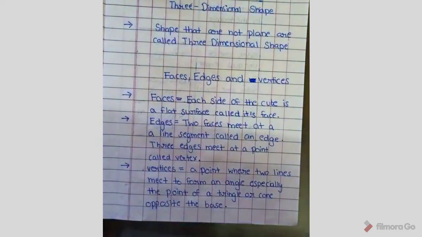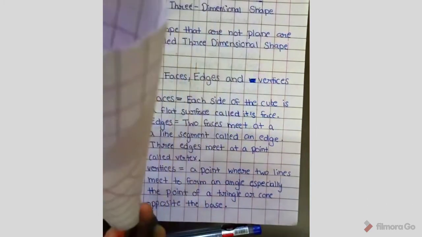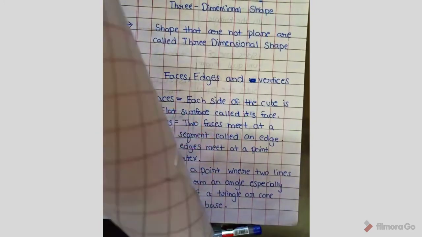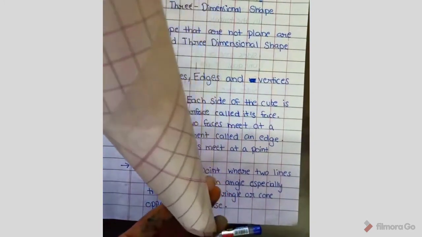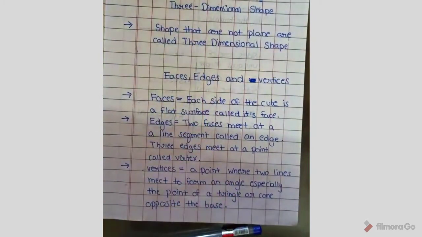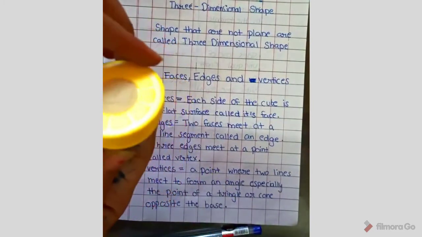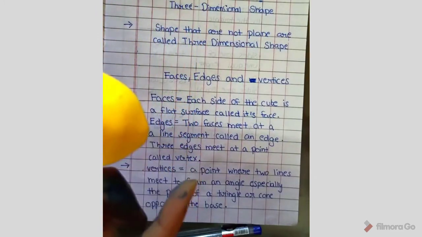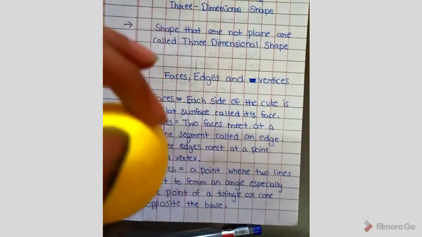Now let's move further to the vertex. What is a vertex? A point where two lines meet to form an angle, especially the point of a triangle or cone opposite the base. Especially we take an example of the cone. Here is the cone, and you can see the point on which these faces meet is the vertex. This point is the vertex of this cone. There are many such examples. In the peel of the lemon, here is also a vertex, the end where all of these meet.